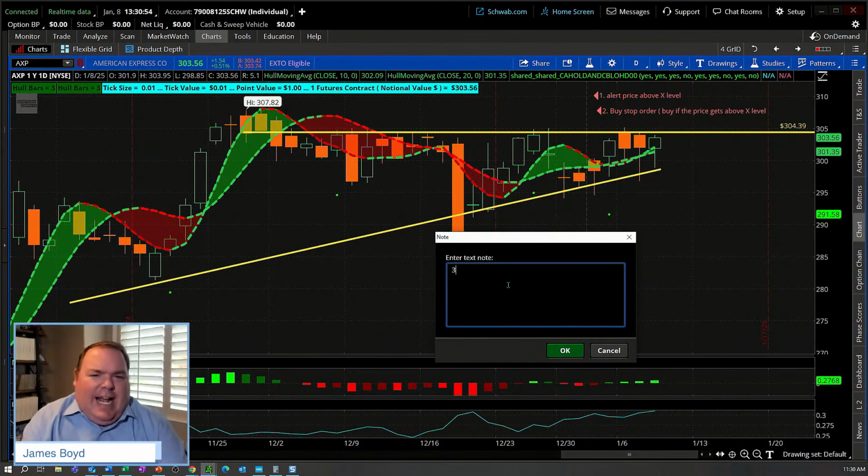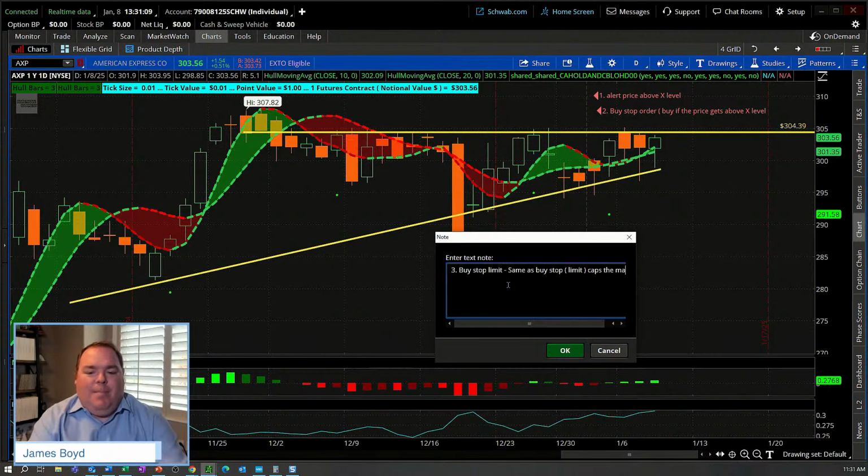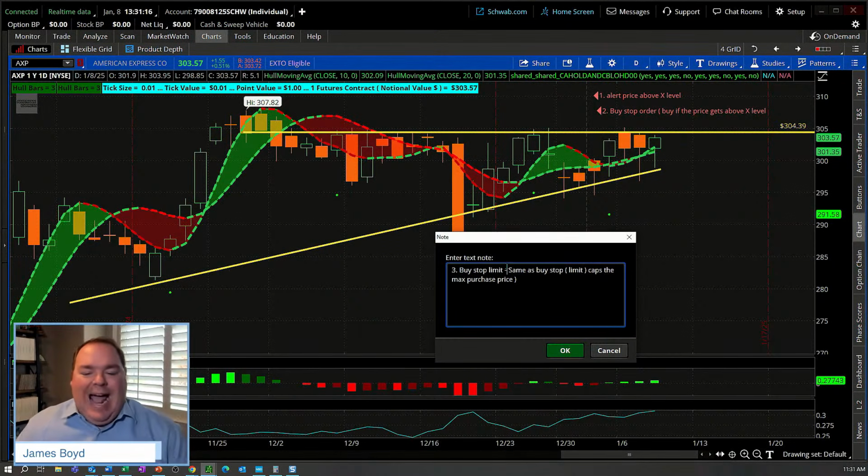It kind of seems like, in essence, a blank check, okay? Not really, I don't like that. So I'm going to put buy stop limit. Same as buy stop, but the limit caps the max purchase price, okay? So many investors might say, I like the buy stop, but the buy stop limit places a cap on what we're willing to buy it for, okay?